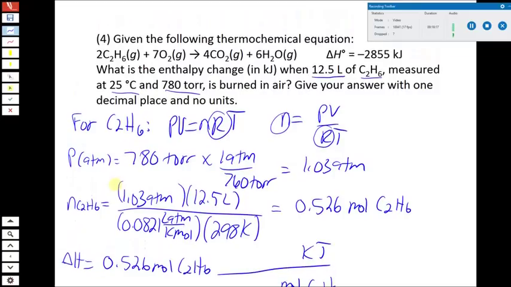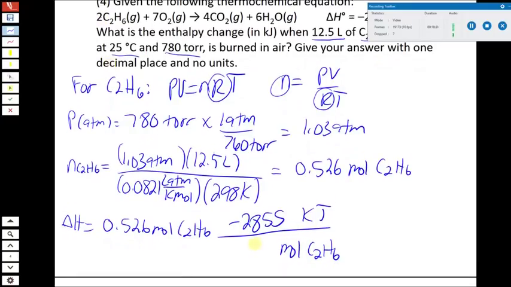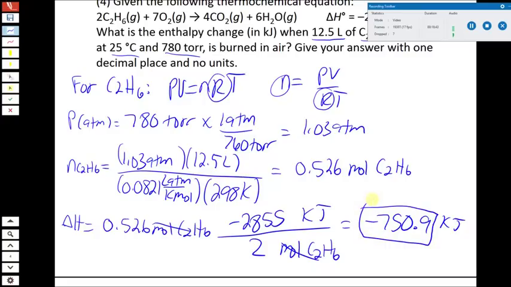So we use the numbers in the balanced equation. There's minus 2,855 kilojoules for every 2 moles of ethane because we have a coefficient of 2 in front of C2H6. We have to remember to look at the coefficients to tell us what goes down here. That's per 2 moles of C2H6. And that gives us then into kilojoules of heat, which is minus 750.9. Typically in Blackboard, it's entered without units if it's a numerical question.